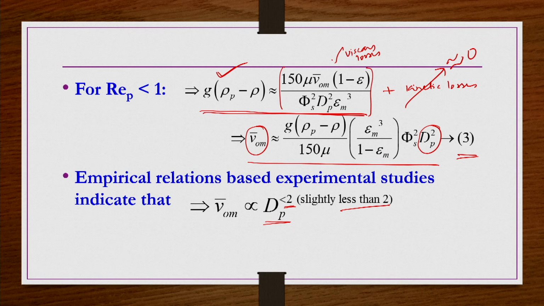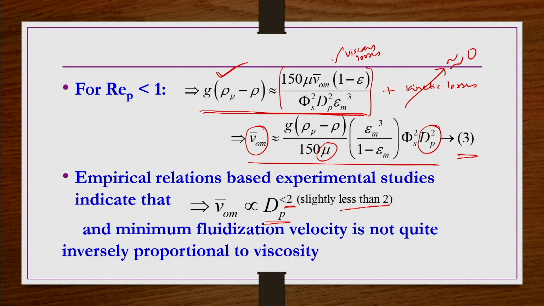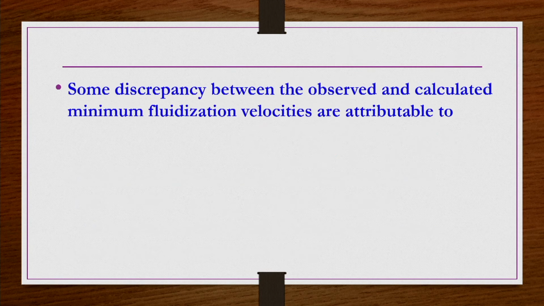This is one deviation, and another deviation we see from equation number 3 is that the minimum fluidization velocity is inversely proportional to the viscosity of the fluid under small Reynolds number conditions, but experimentally it has been found that it is not quite inversely proportional to viscosity. So, some discrepancies between the observed and calculated minimum fluidization velocities are in general possible.